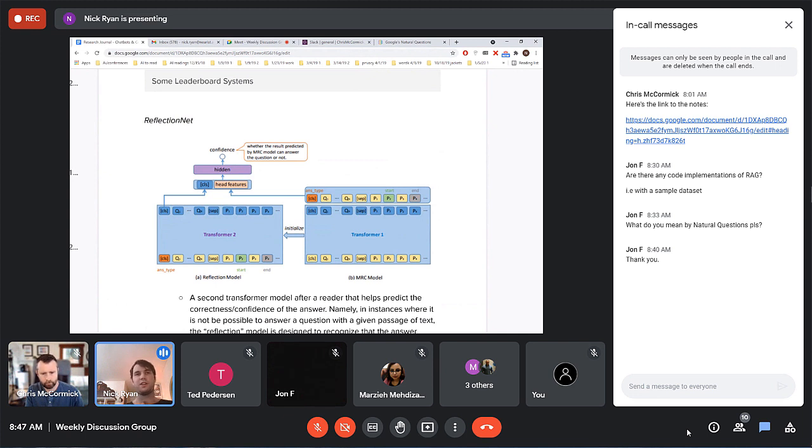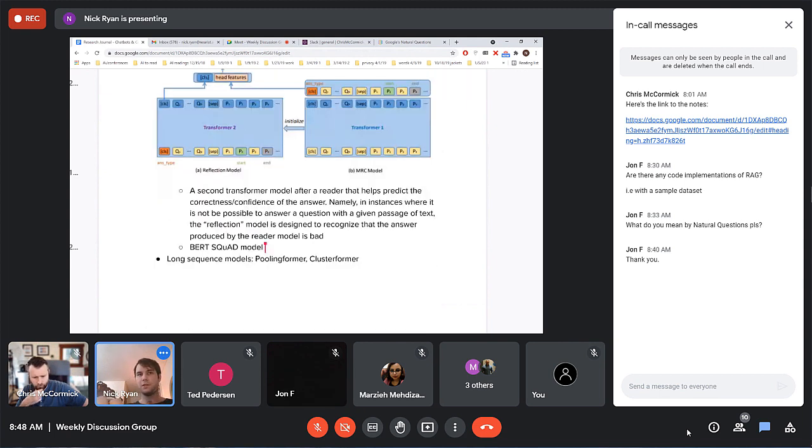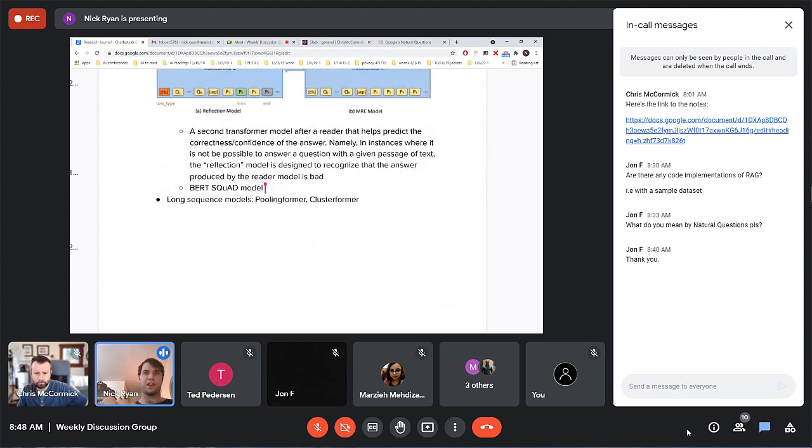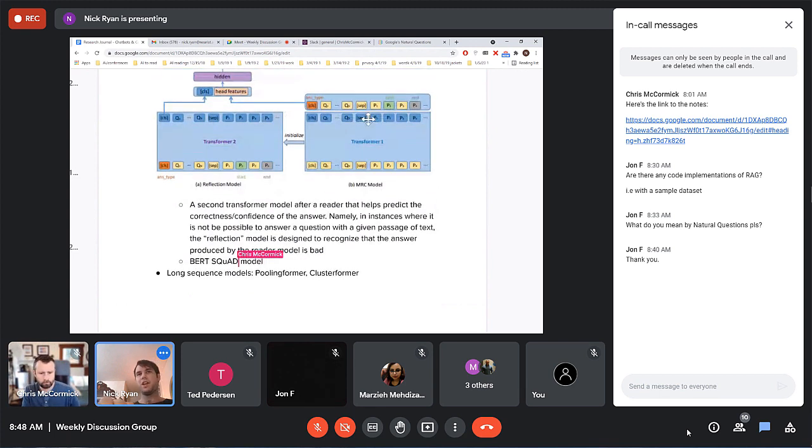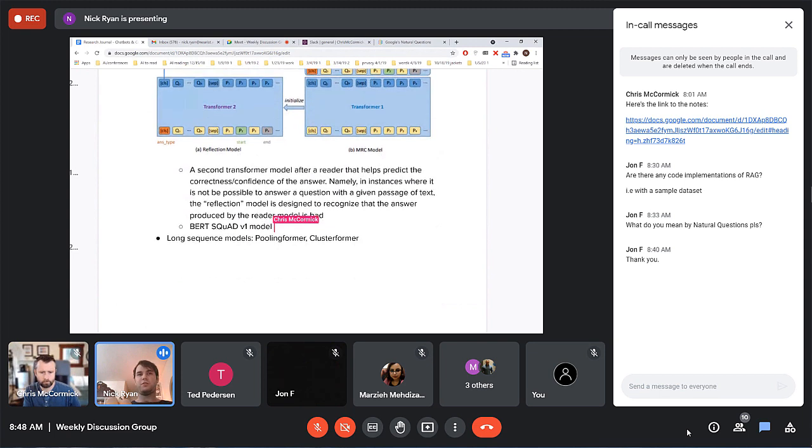So if you were putting this in production, you would want something like a reflection model that says, yes, this is the most likely answer, but it's not likely enough to be a good answer. So instead, we're going to output, question not found, or answer not found. And this kind of innovation on a more or less familiar architecture leads to better results.